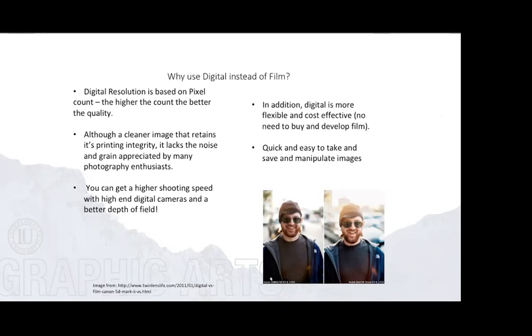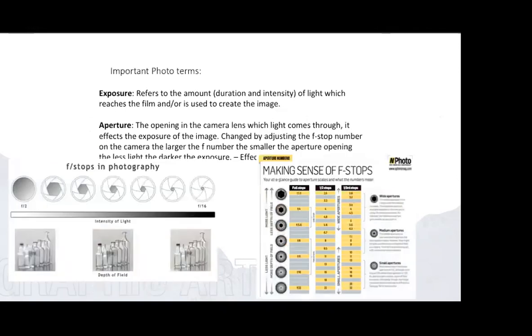Instead of taking a picture with a 35mm camera and developing the film, digital is different. The film part of it is basically the Photoshop and the Lightroom part of it. So the dark room is the Lightroom. So, important photo terms: you have exposure and aperture and f-stops, terms that you need to understand.